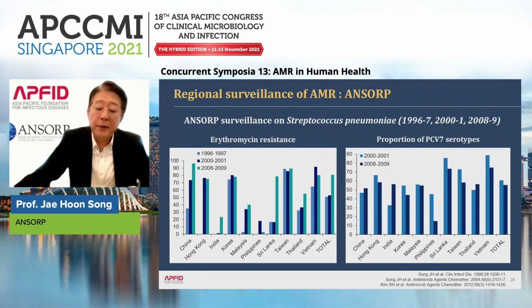This is an example of the ANSORP projects. We have done serial surveillance studies on pneumococcal resistance in Asian countries since 1996. These serial ANSORP surveillance studies show the temporal changes in pneumococcal resistance, such as erythromycin resistance, and the changing pattern of serotypes of Strep pneumoniae in Asian countries.